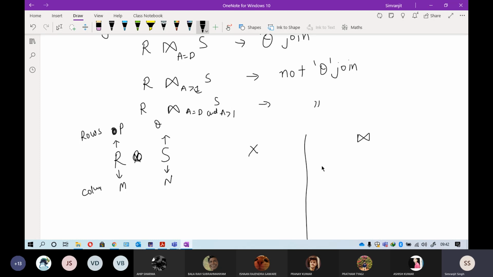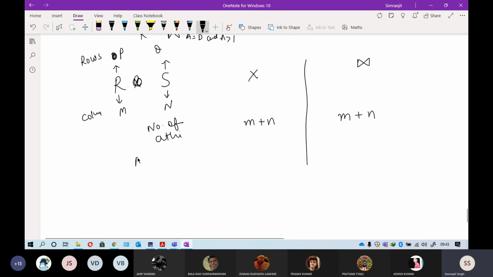Now the number of attributes in case of a cross product, number of attributes means number of columns. When you apply a cross product, it will be just simply m plus n. So whatever columns are available in R, you add them to S. That is very simple. Similarly, in join also you will get m plus n. There is no problem in that. Now, the only change will be in the number of tuples. The number of tuples in case of a cross product will simply be m into n.